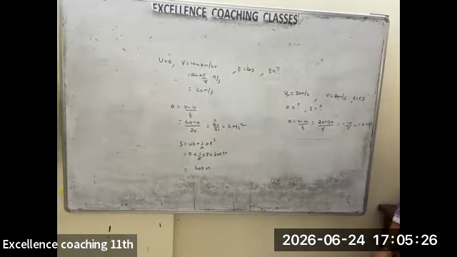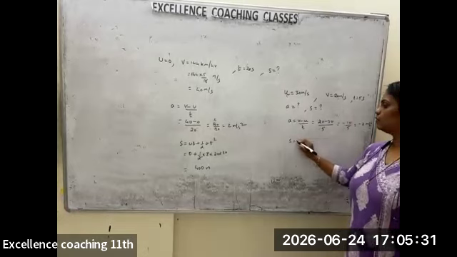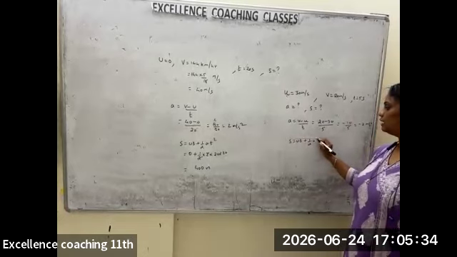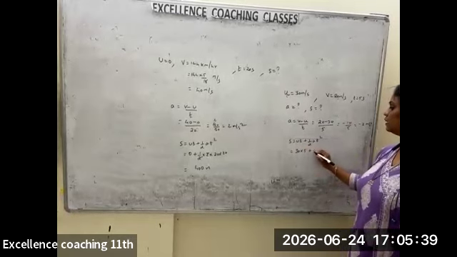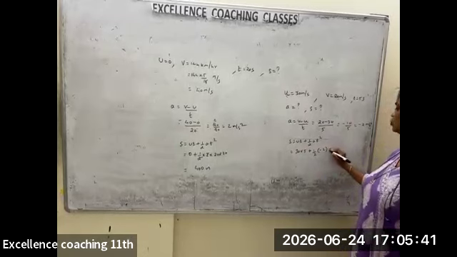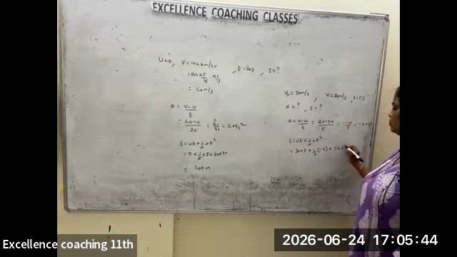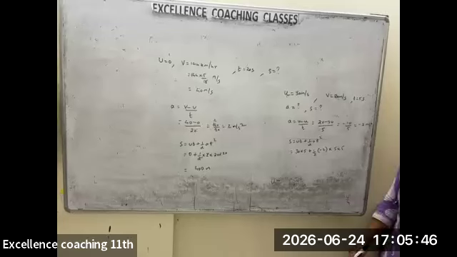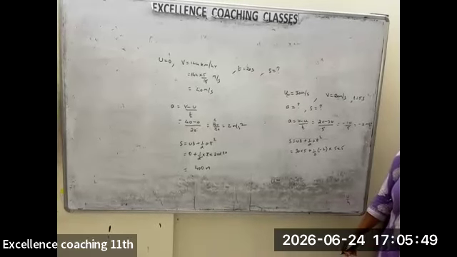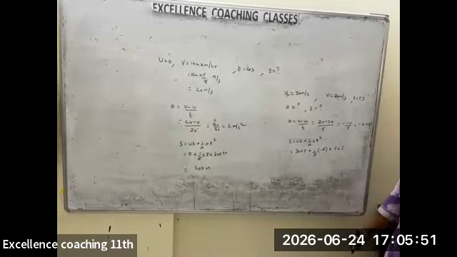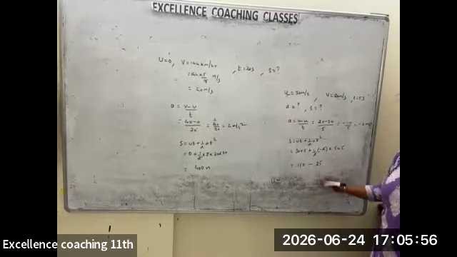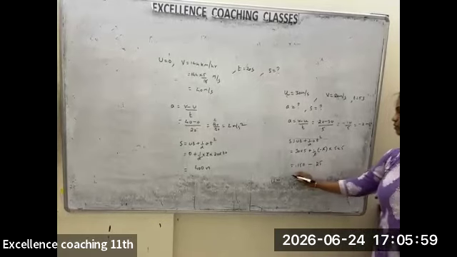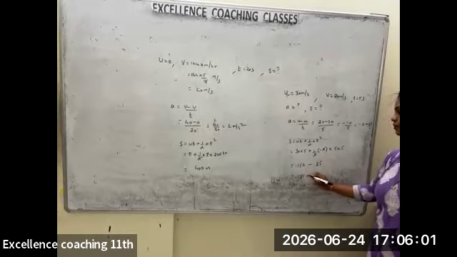Why are you getting minus? Because it is retardation. S is equal to UT plus half AT square. So U is 30 into 5 plus half into minus 2 into 5 into 5. Minus sign has to be given. Don't take plus over there. So 2 got cancelled out. 150 minus 25. Correct? So answer will be 125 meter.